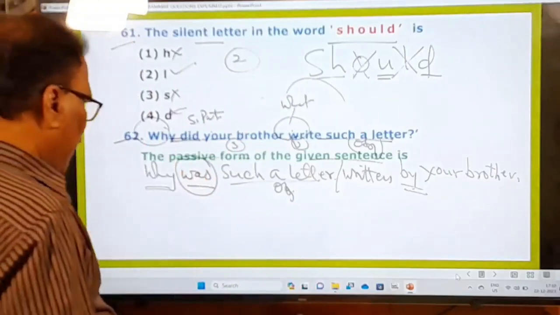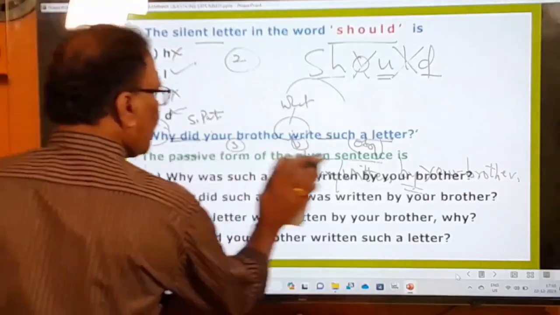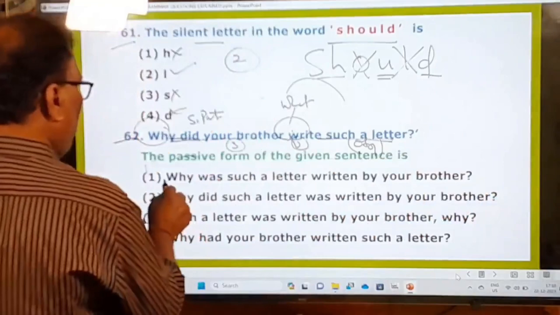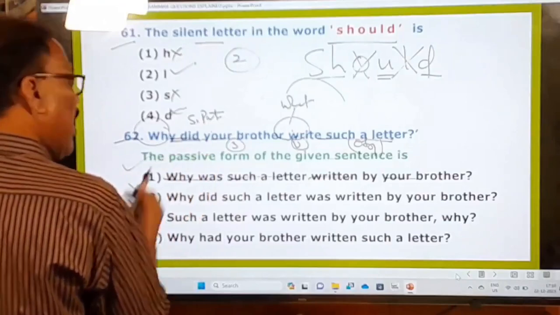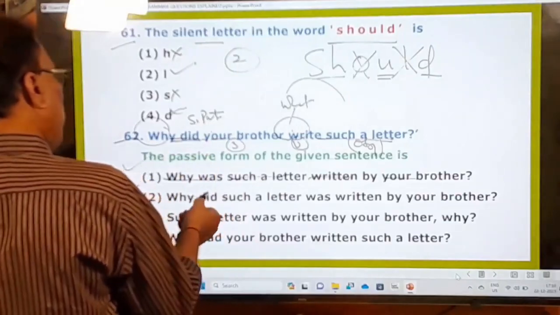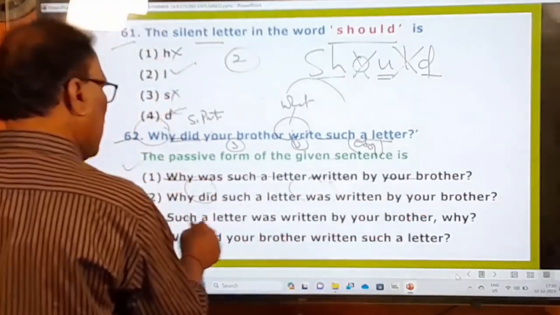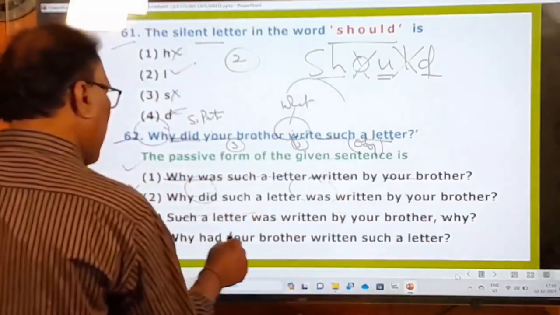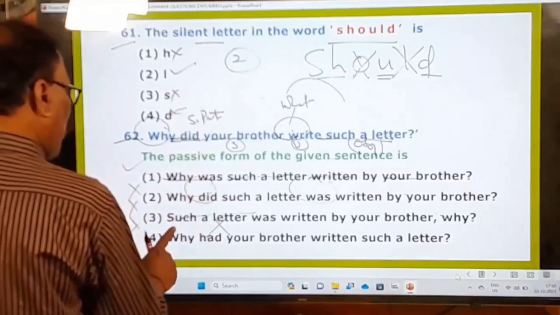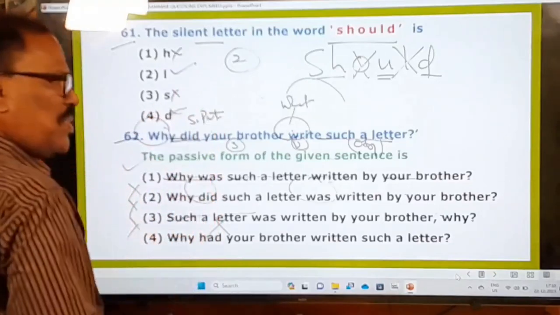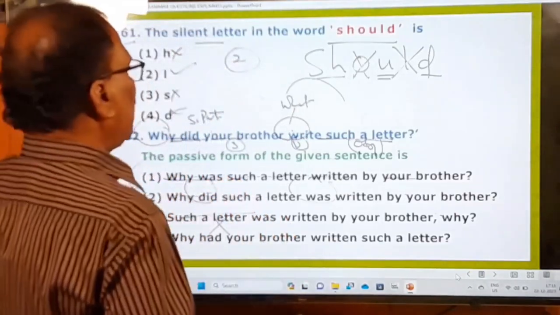And let us check the options. Okay, here you pay attention, right? See, why was such a letter written by your brother? The very first one is the right one, and all others are wrong. Why? Again in the passive voice, did is not used. Why did such a letter was written by your brother? No, it's wrong. Such a letter was written by your brother. Why had your brother? No, had is not used because this is the simple past. So the second, third and fourth ones are absolutely wrong, and only the first one is your answer. Right. Appropriate answer. And now let's move on to the next question.